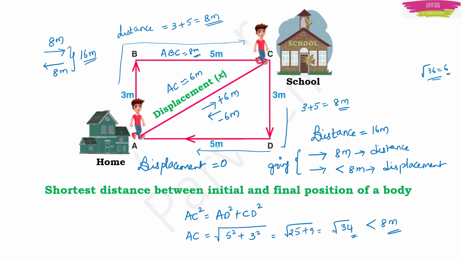Okay, the displacement will be equal to 0. Means the boy went from home to school. In the evening, he came back from school to home. Means he is present at home only, right? So the displacement is 0 now. Because he went 6 meters, he came back 6 meters. It is plus 6 meter and minus 6 meter. So displacement became 0. Whereas distance, it was 16 meters. The distance he traveled is 16 meters. Okay. I hope you understood the concept of distance and displacement now.